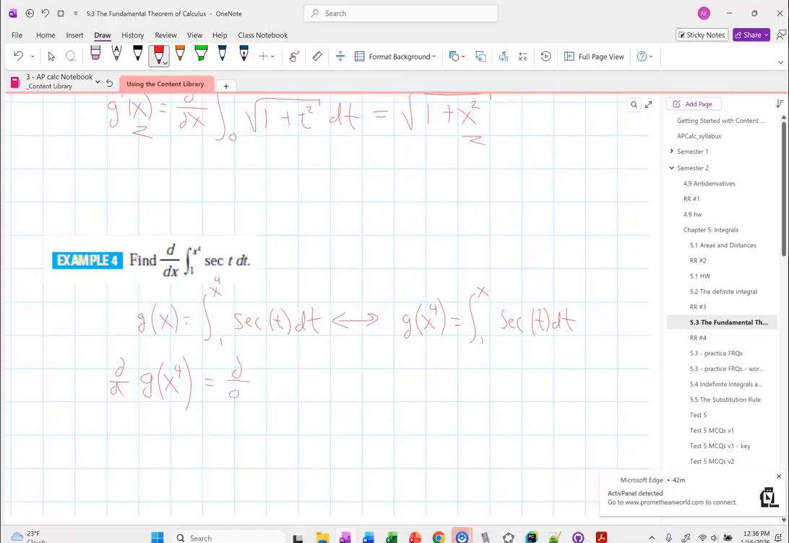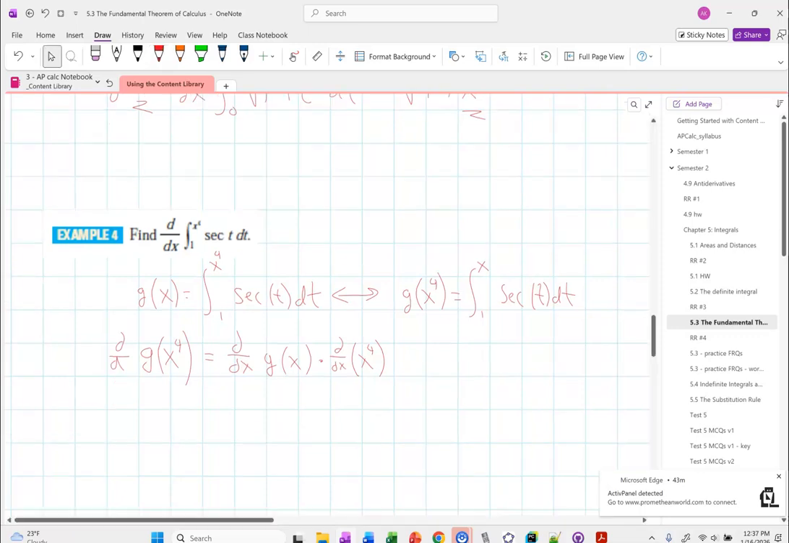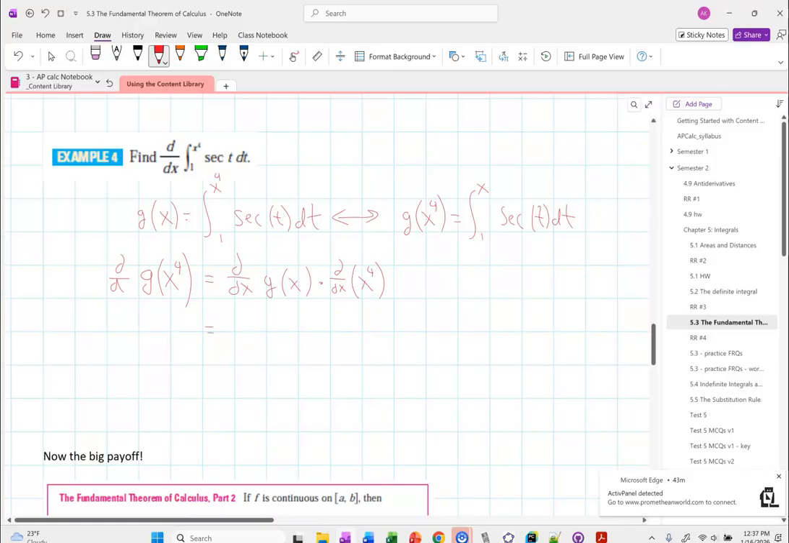So this is going to be the derivative of g of x to the 4th times, or I'm sorry, g of x times the derivative of x to the 4th, right? So the derivative then is going to be secant x to the 4th times 4x cubed.